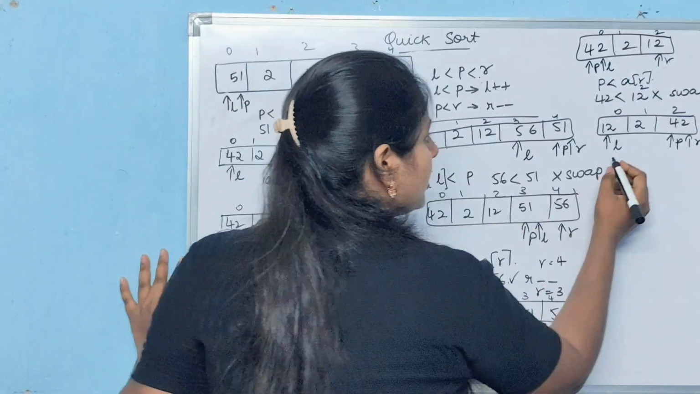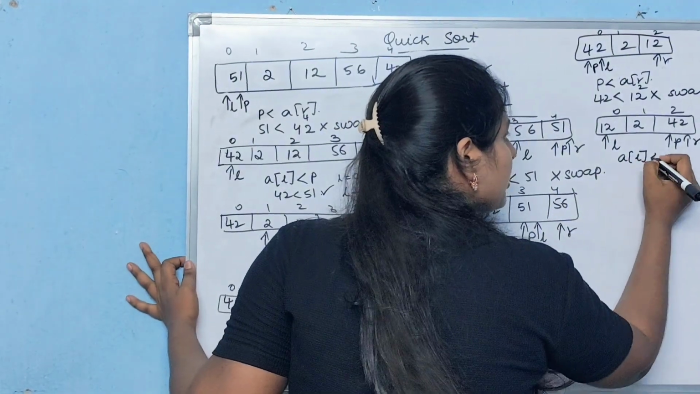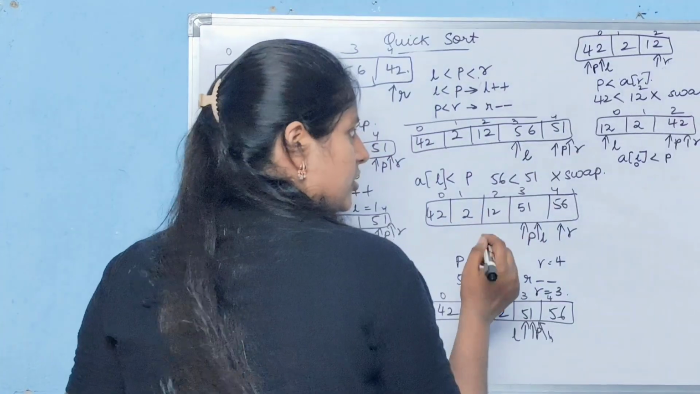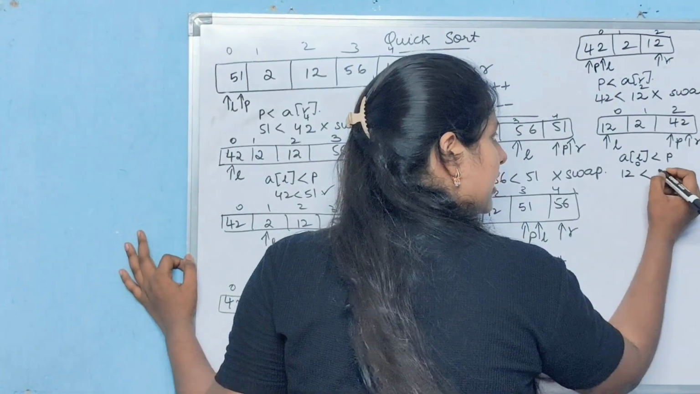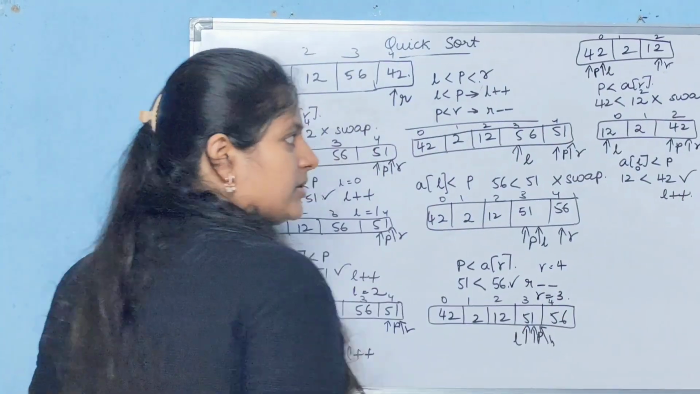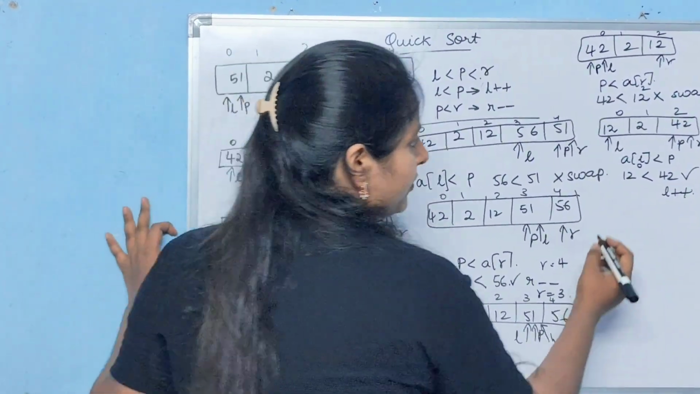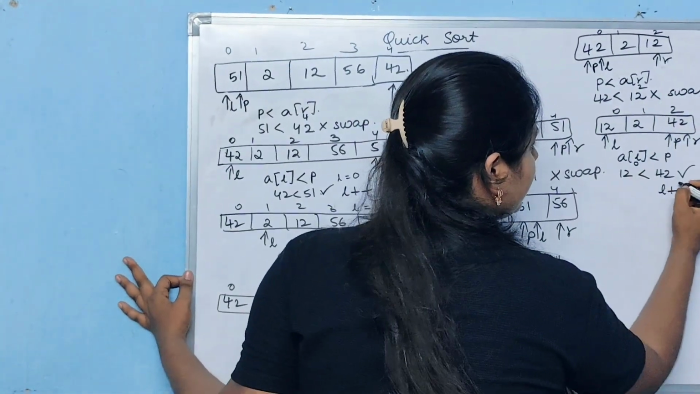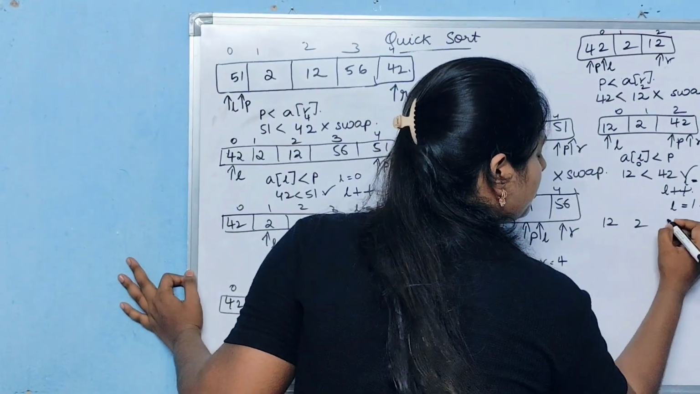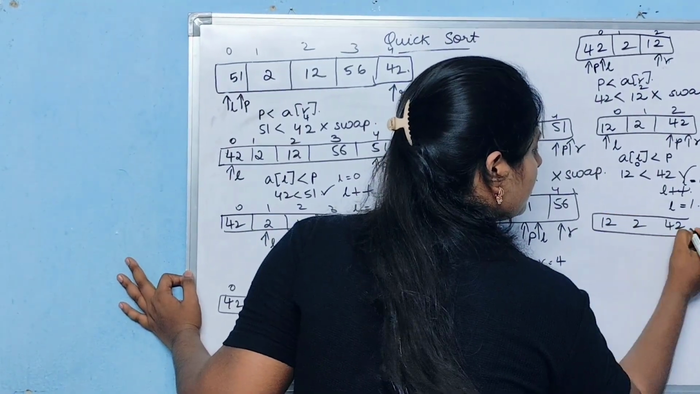So, what is left side? So, A of left should be less than pivot. What is A of left right now? A of left equals to 0. So, 12 should be less than 42. Condition true. So, what happens? Left plus plus. Okay. So, what was my left? It was previously 0. Now, it became 1. So, 12 to 42.